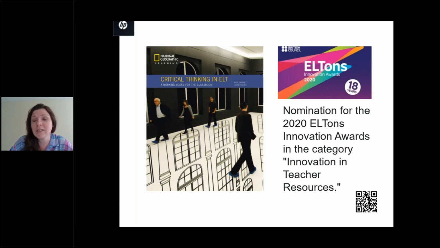So if you teach teenagers, young adults, pay attention to the book. Here you can see the QR code. You can scan and read more information about the book. And now this is one of the nominees for an award.